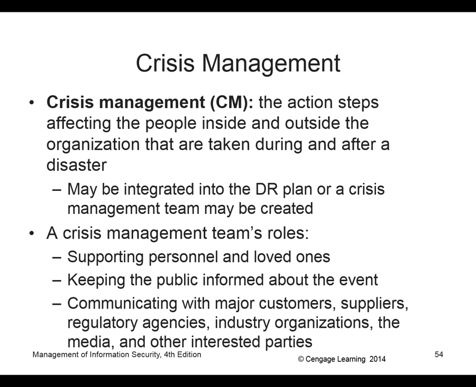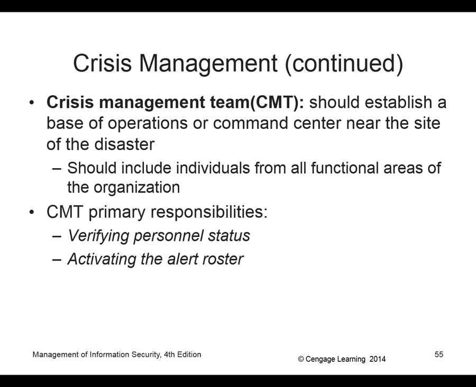It says it should include individuals from all functional areas of the organization. Okay. Verify employment status or personnel status, activating the alert roster. Just a lot happens at that point. And there's our business recovery or resumption plan. How do we get back to normal? It says one immediately at the alternate site, one eventually back at the primary site. So in other words, get working temporarily, but how are we going to get back in here?